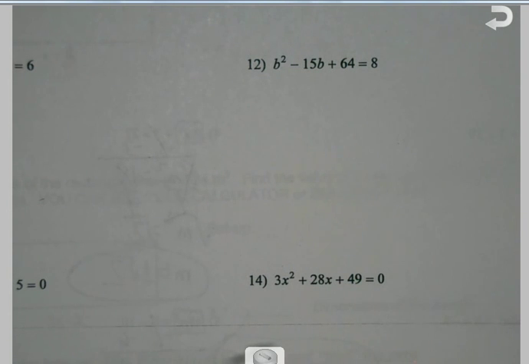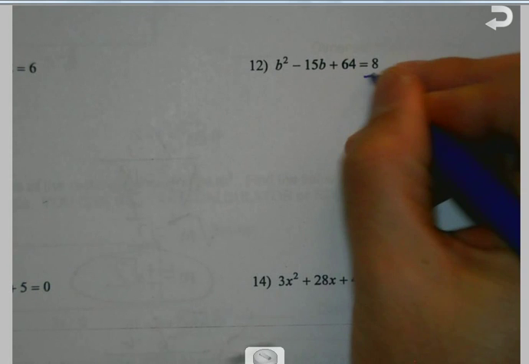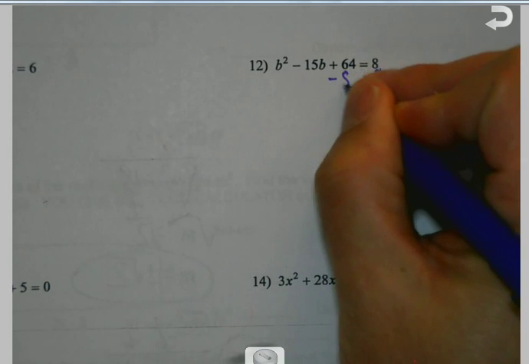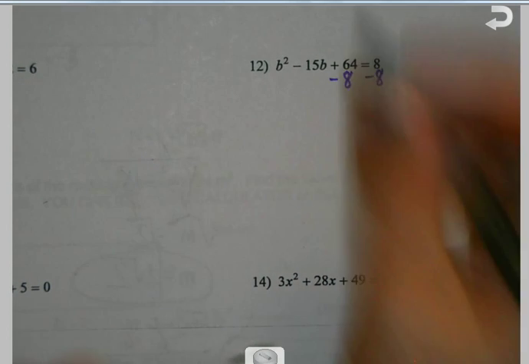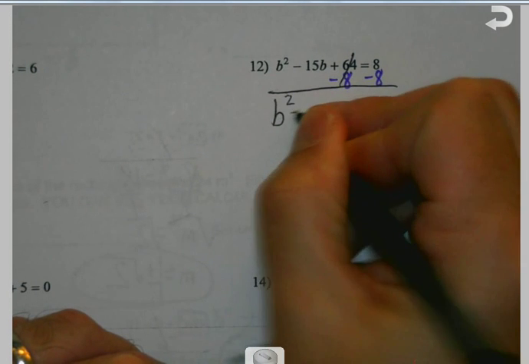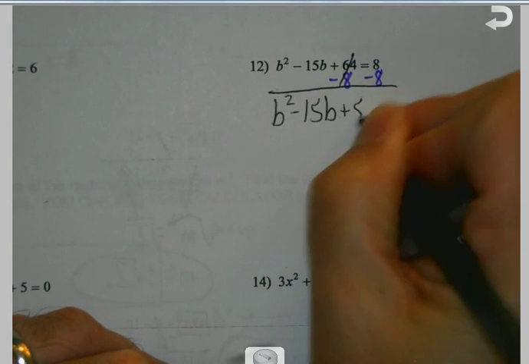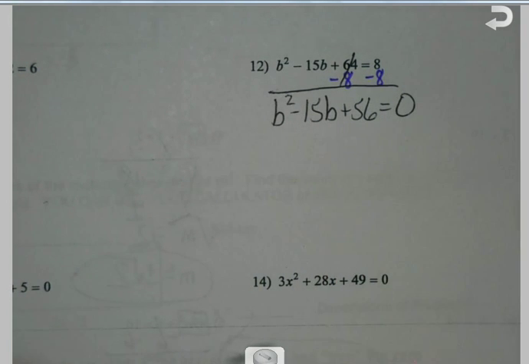If it doesn't say equals 0, I have to fix that. So on number 12, that 8 is a problem. How do I fix that? Subtract it, okay? And I subtract it from the constant or the numeric part on the other side. Okay, once it says equals 0, now I'm ready to do my actual factoring on this.